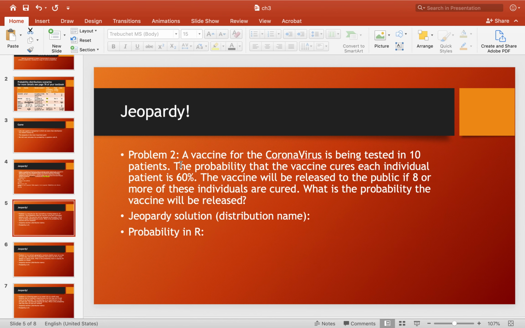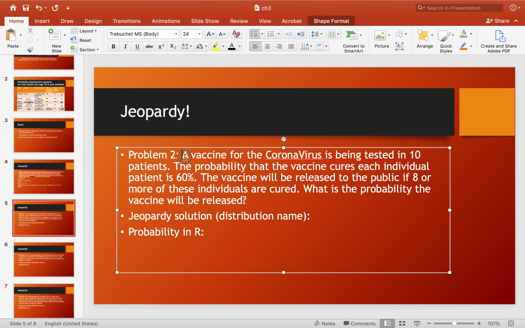Okay, we have another game of Jeopardy. And here's the second problem. It says a vaccine for the coronavirus is being tested in 10 patients. The probability that the vaccine cures any individual patient, so remember, this is a big assumption, but we're told to assume it. So let's go ahead and assume it because we need it. The probability it cures a single individual, which is what I'm calling a trial here, is 60%. The vaccine will be released to the public if 8 or more of these individuals are cured. What is the probability the vaccine will be released?